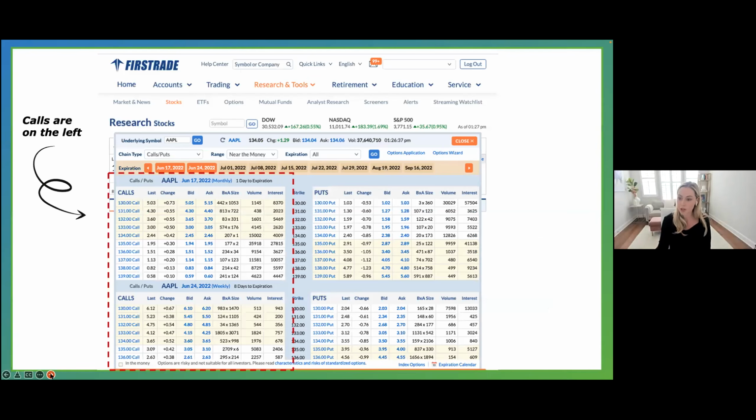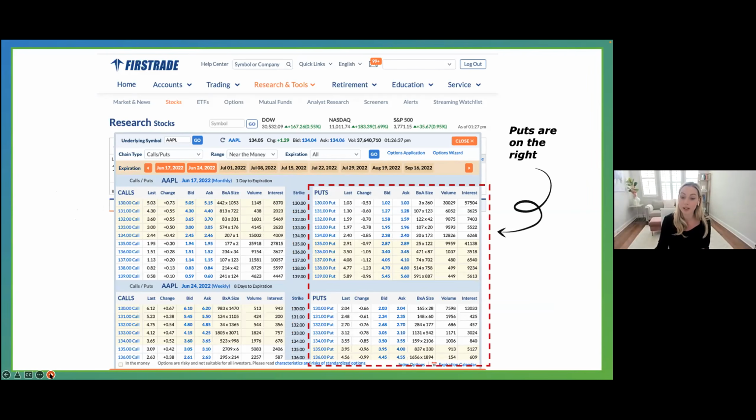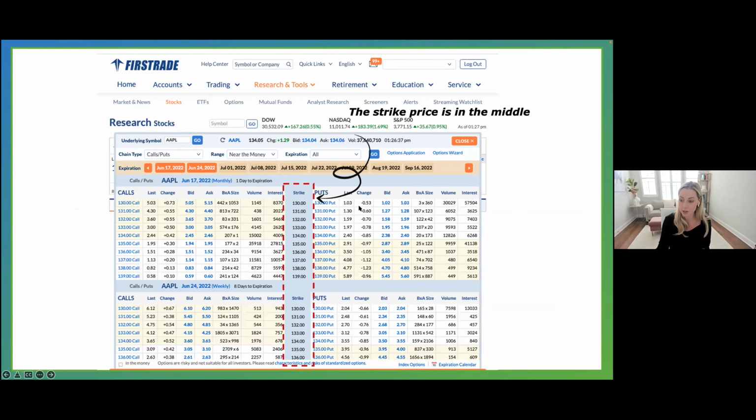So let's go to an option chain real quick. This is something where we pulled the screenshot before the Fed announcement, so know that nothing's up to date now. But on an option chain on First Trade's website, and generally on options chains, the calls are on the left-hand side, puts are found on the right-hand side. The strike price is in the middle. So the strike price is the agreed upon price for the terms of the contract.